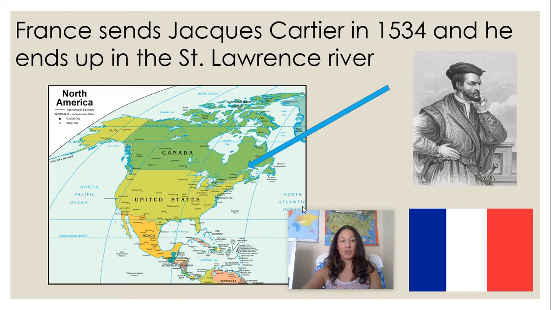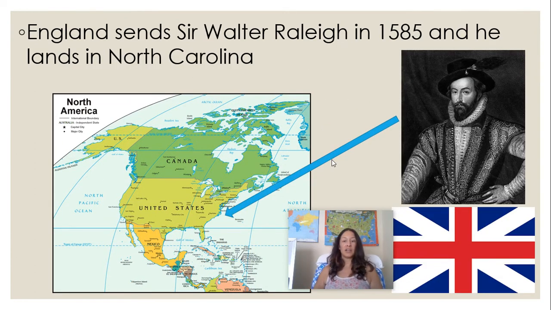Next up was France. France wanted to also get into the resources in the New World, so they sent their own explorer in 1534, and he ends up in the St. Lawrence River up here north around the Canadian border with the United States. And finally, our final mother country, England, sends Sir Walter Raleigh in 1585, and he ends up landing here on the east coast around North Carolina.